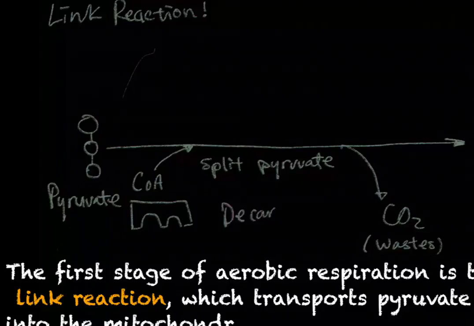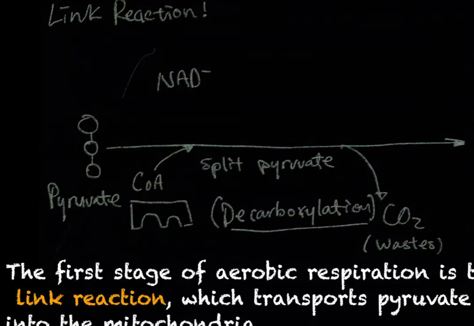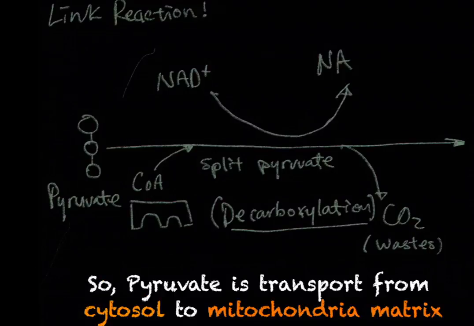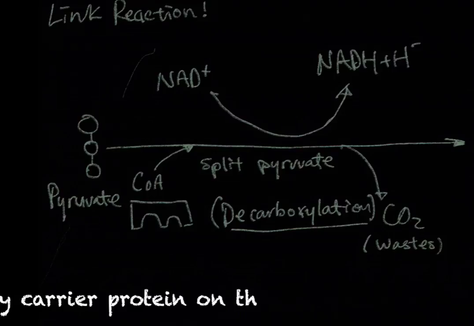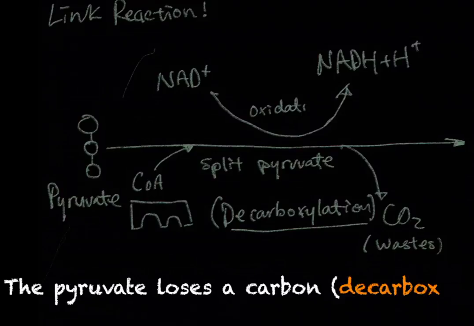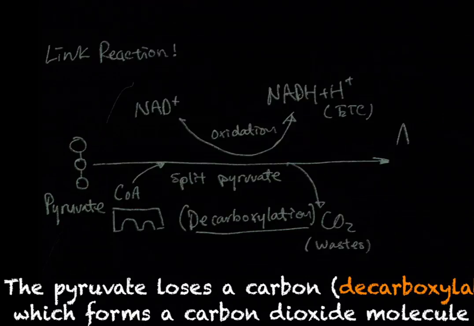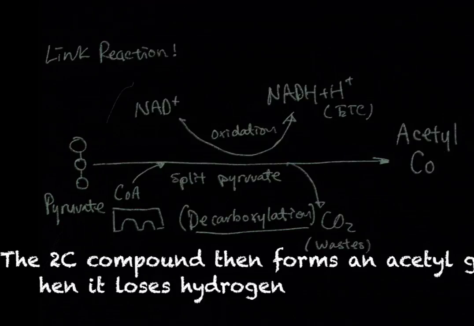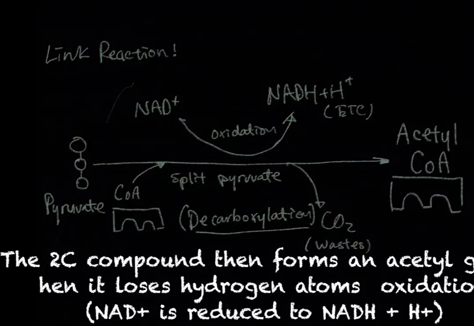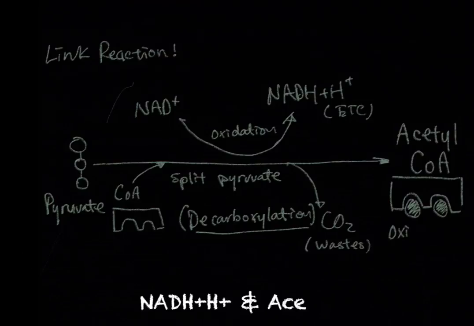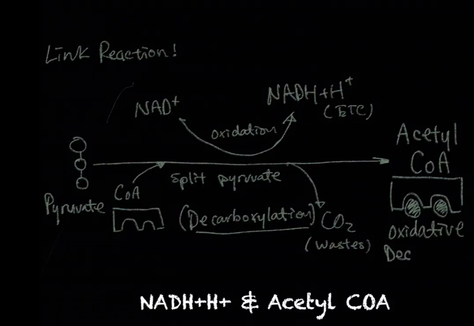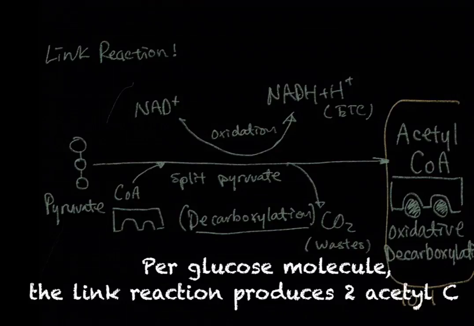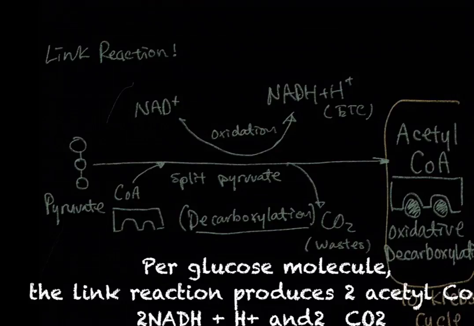The next stage, called the link reaction, is also the first stage of aerobic respiration, which transports pyruvate into the mitochondria. Pyruvate is transported from the cytosol into the mitochondrial matrix by a carrier protein on the mitochondrial membrane. The pyruvate loses a carbon atom which forms a carbon dioxide molecule. The 2-carbon compound then forms an acetate group when it loses hydrogen atoms by oxidation. NAD+ is reduced to NADH plus H+. The acetyl compound then combines with coenzyme A to form acetyl-coenzyme A. Per glucose molecule, the link reaction produces 2 acetyl-CoA, 2 NADH plus H+, and 2 CO2.